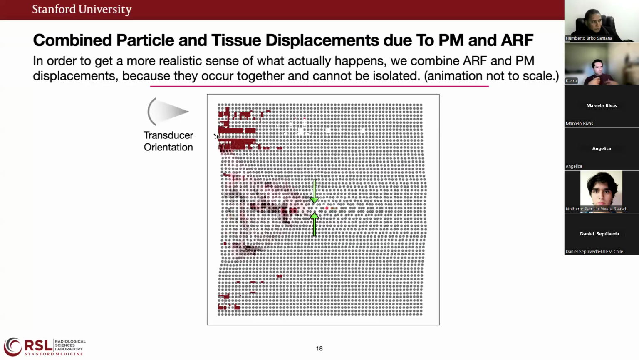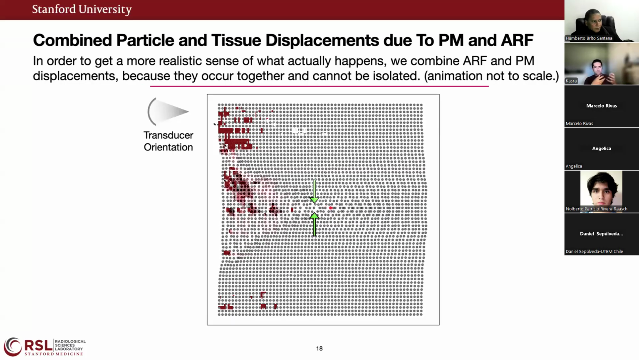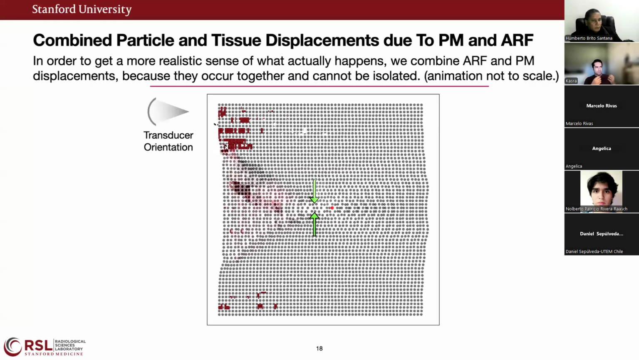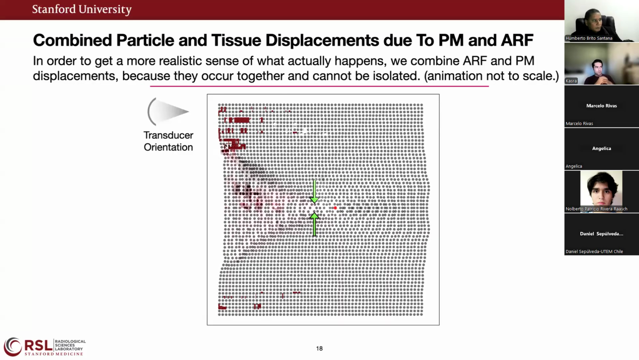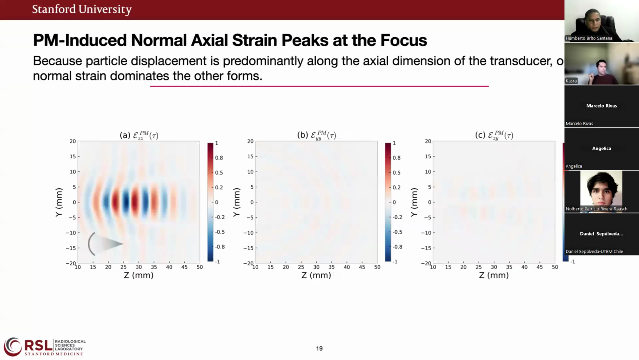So the question for us was, which of these sources is going to be the dominant one? Should we look at the strain due to the particle motion effects on the micro level, or should we look at the strain due to acoustic radiation force on the macro level? And we're presenting the maps. The maps look very different. If you look at the strain due to particle motion, I think there are two things that are important that we notice.